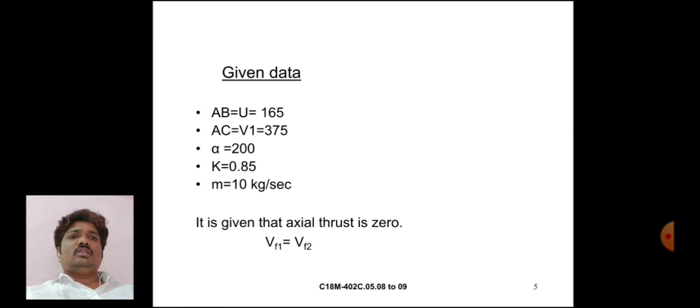It is given that axial thrust is 0. Vf1 is equal to Vf2. The steam inlet flow velocity Vf1 is equal to the steam outlet flow velocity Vf2, since axial thrust is 0.